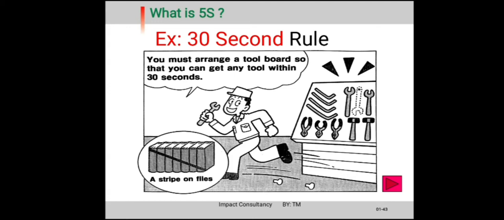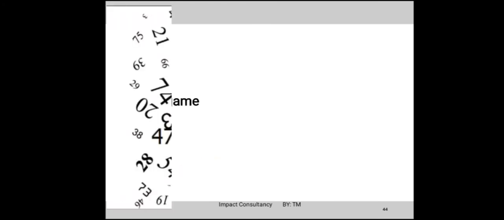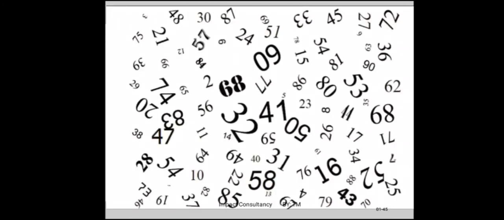Putting down, set in order will help to achieve the 30-second rule to bring anything from the workplace. It may be a document, it may be a tool. You can pick it and return it back within 30 seconds. That is the amazing part of 5S. Here is the 5S game. This is an experiment done repeatedly in trainings.